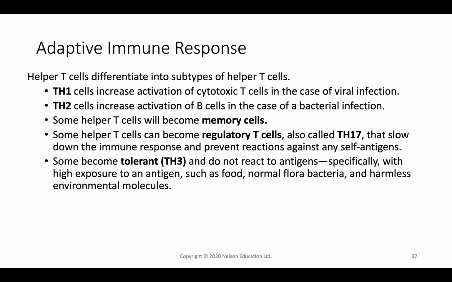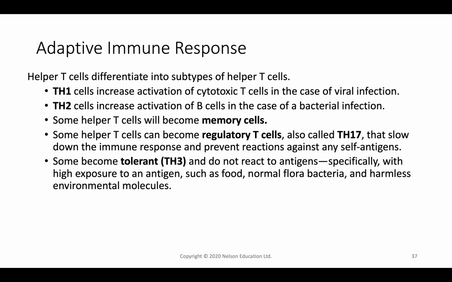Okay. Now, let's talk about T cells a little bit more. So we have specialty helper T cells. Helper T cells are going to differentiate into special subtypes of helper T cells, including Th1 and Th2. Th1 cells are going to activate cytotoxic T cells. This happens typically in the case of a viral infection. Th2 is going to be responsive to a bacterial infection by activating B cells.